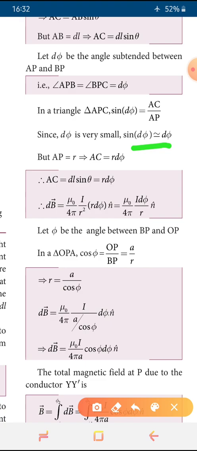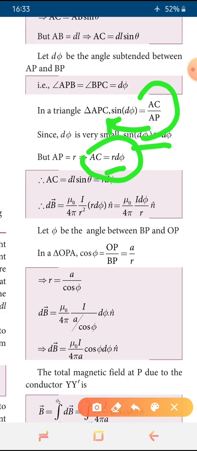And next AP, we know very well, it is given in the diagram itself, that is equal to R. Then we can write the same equation: AC is equal to, AP goes to the left hand side, AP sin d phi, and sin d phi is taken as d phi. Then AP into d phi will come. AP is equal to R, then we can write R d phi. So AC is equal to R d phi, and here AC is equal to dl sin theta.